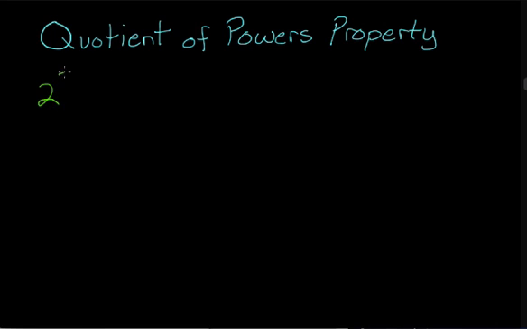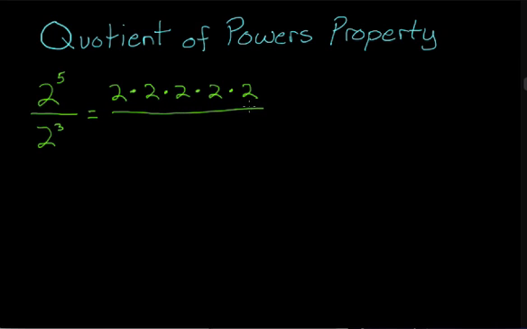Let's take 2 to the 5th. Let's put that over 2 to the 3rd. And we'll write that out in expanded form. So we're just going to write out what this really means. 2 to the 5th is just 2 times 2 times 2 times 2 times 2. Okay? And then we're going to put that over 2 to the 3rd, which is just 2 times 2 times 2. Now, we know that some of these 2's will cancel each other out.